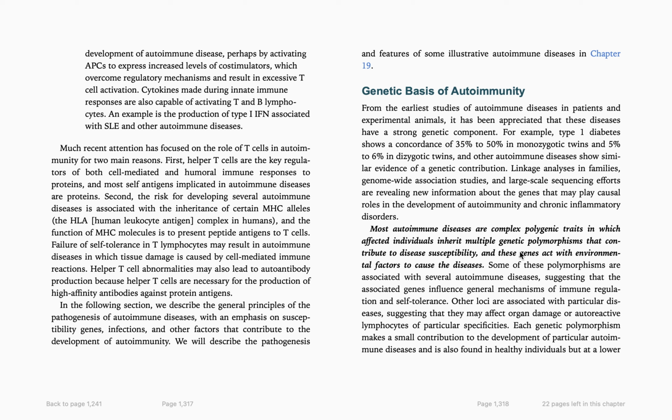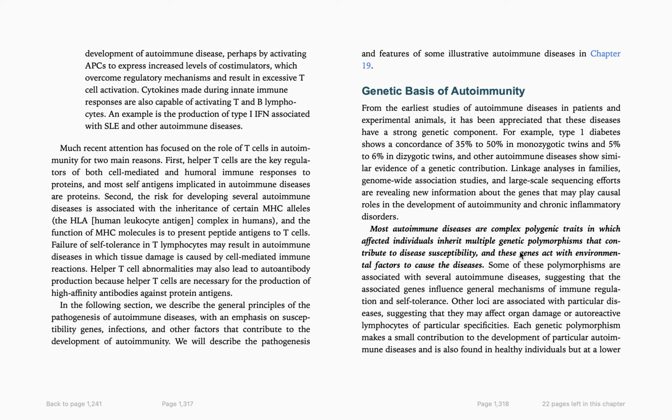Much recent attention has focused on the role of T cells in autoimmunity for two main reasons. First, helper T cells are the key regulators of both cell-mediated and humoral immune responses to proteins, and most self-antigens implicated in autoimmune disease are proteins. Second, the risk of developing severe autoimmune disease is associated with inheritance of certain MHC alleles, HLA, the human leukocyte antigen complex in humans, and the function of major histocompatibility complex molecules is to present peptide antigens to T cells.